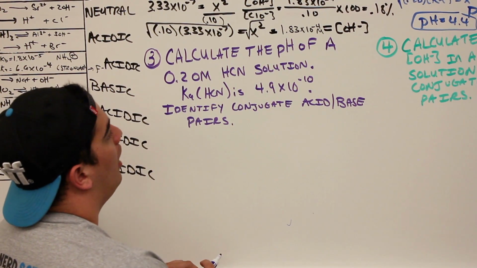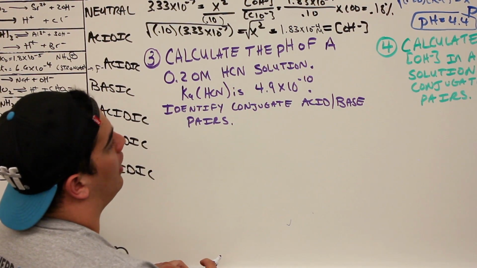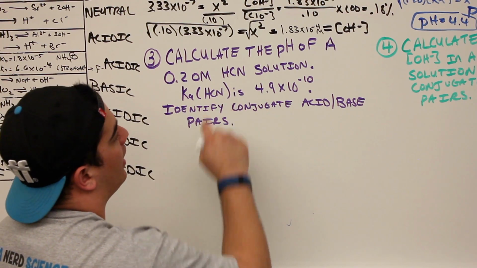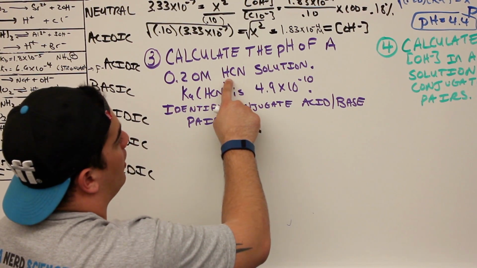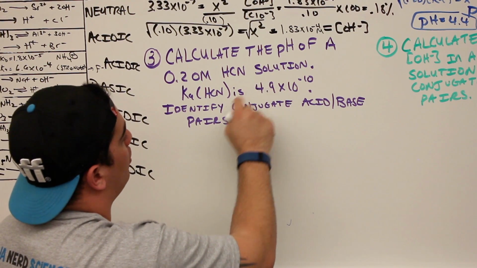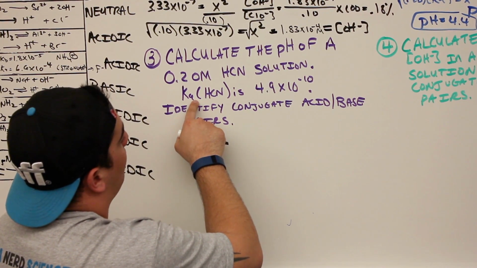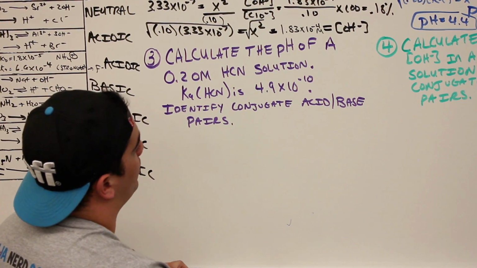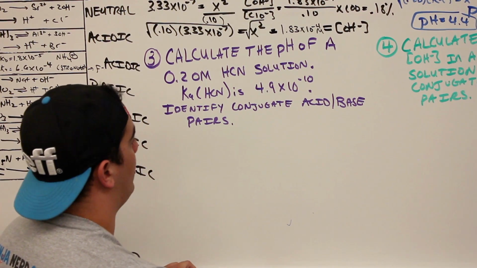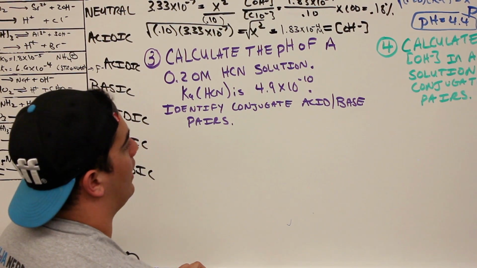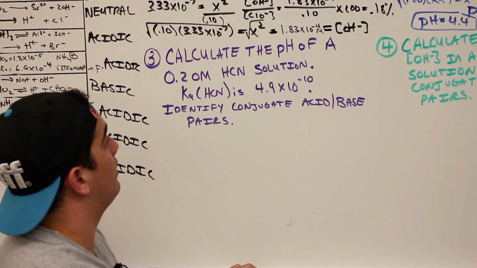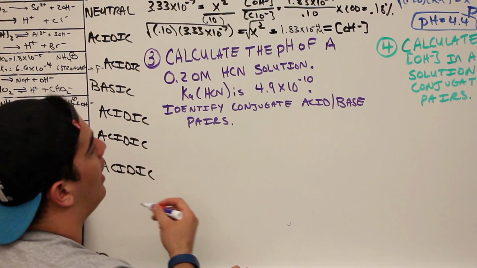Calculate the pH of a 0.20 molar hydrocyanic acid, right? So HCN. So we're going to have our HCN right here, solution. And we're going to have the Ka for that HCN, which is going to be 4.9 times 10 to the negative 10. It says identify conjugate acid base pairs and calculate the pH. So let's go ahead and do our conjugate acid base pair.